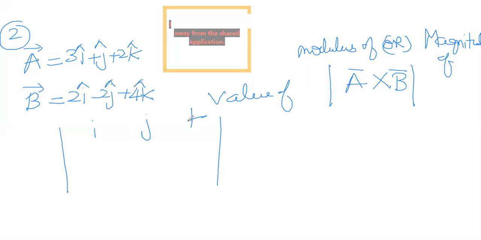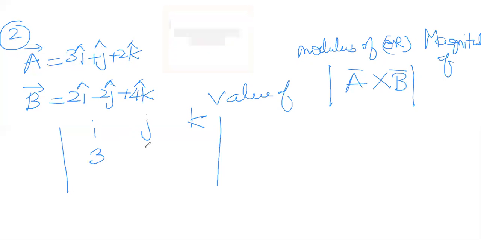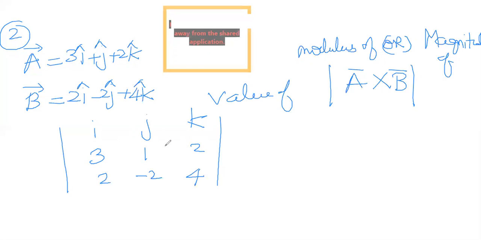I, j, k you have to first write. Then write the a bar vector first: 3, 1, 2. Then the b bar vector: 2, -2, 4. And the cyclic order of signs is plus, minus, plus. Then what are you going to do? When you want to get the i component or x component of this product, you have to forget this row and this column.